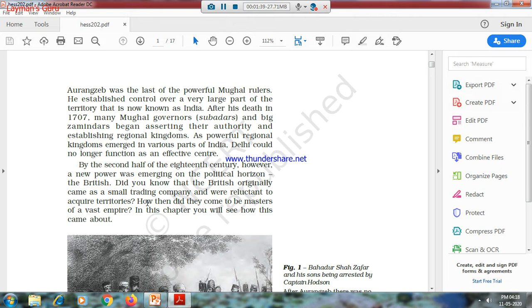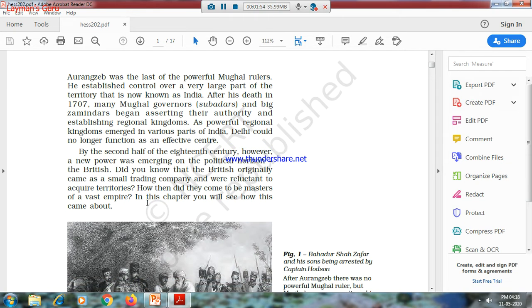Mughals, for their convenience, had divided their own kingdom into few provinces. All those provinces claimed autonomy one by one after Aurangzeb's death. So that is what is given here. Mughal governors, that is Subedars and big zamindars, began asserting their authority when they were so far away from Delhi, and when they thought they were more powerful than Delhi, they claimed their sovereignty.